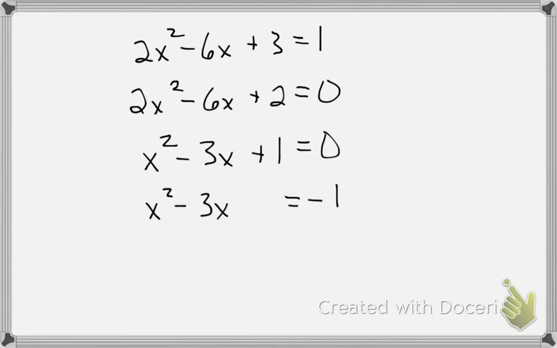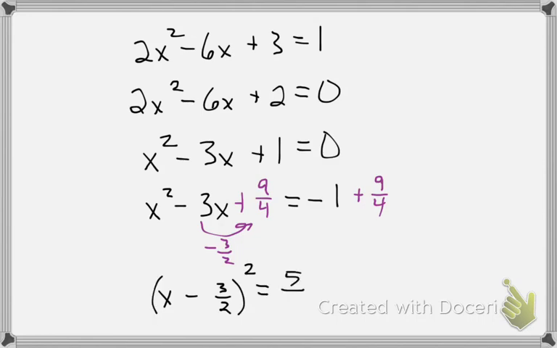Exile the constant, right? Whatever that number is, throw it to the other side because it's probably not the one we want. Then what do we do? Got 3. What's half of 3? 3 halves, right? Which squares to 9 fourths. You guys agree? So we get x minus 3 halves squared set equal to 5/4. Everybody on board?